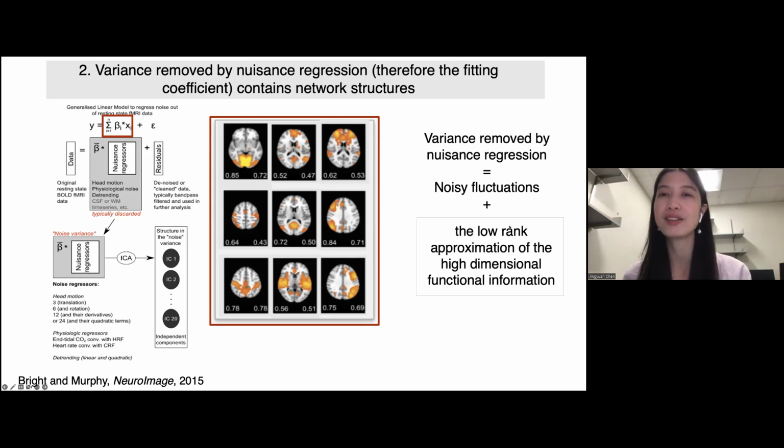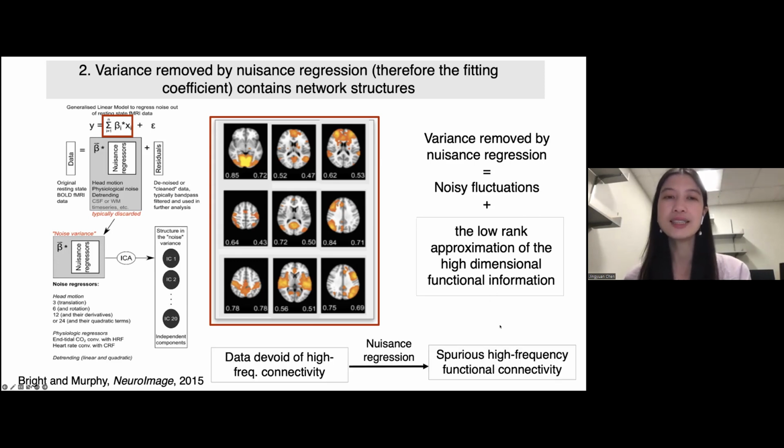But when you have a lot of regressors, these regressors also constitute a low rank approximation of the high dimensional functional information in the data. An extreme case is that if the number of regressors equals the number of degrees of freedom of your original data, all of your functional information will be projected out of the data. So collectively, these mean that even if the data doesn't have high frequency information, post-nuisance regression is going to introduce spurious high-frequency functional connectivity or patterns in the data.